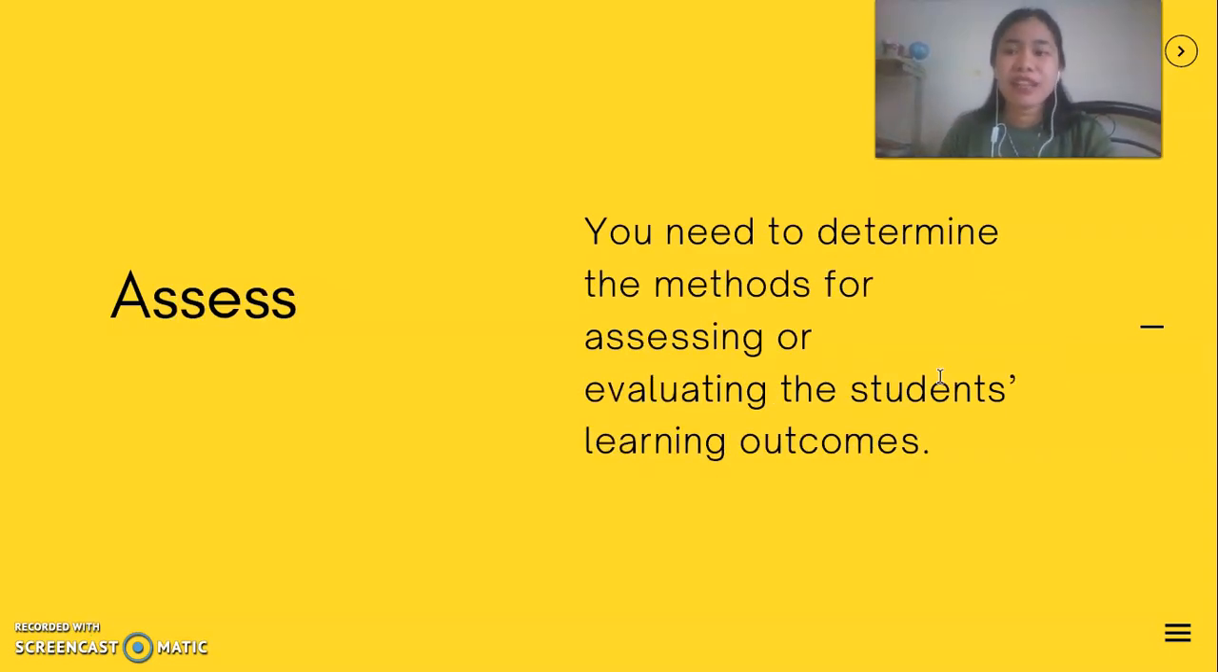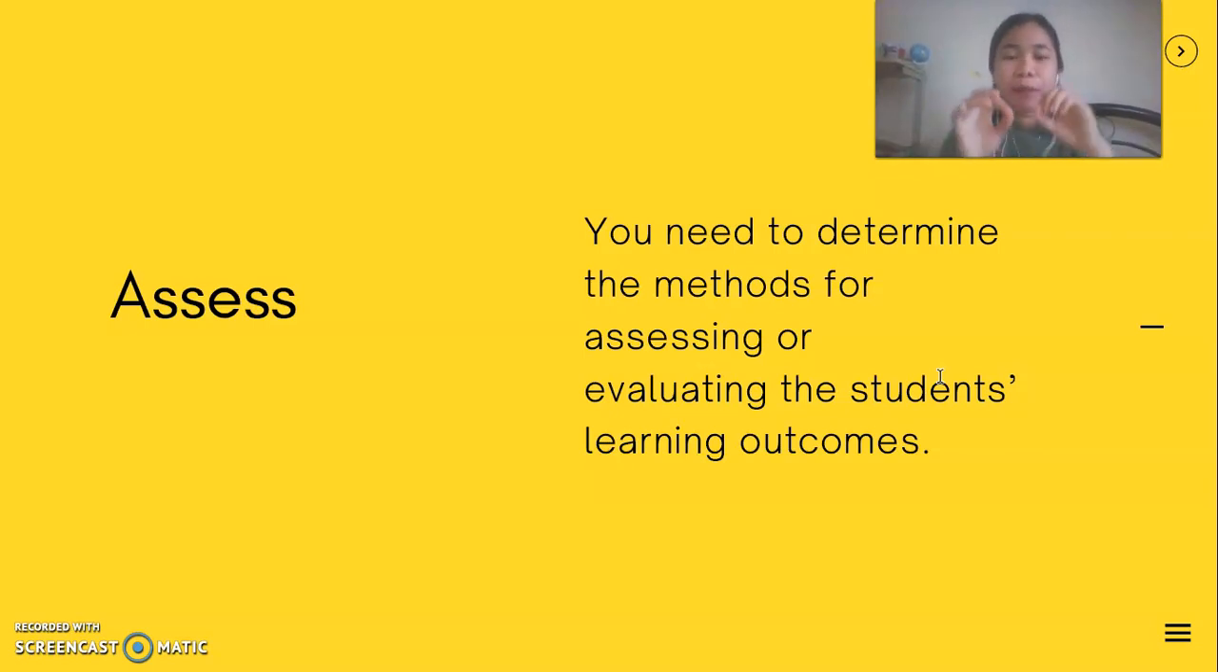And the fifth A, the last A for designing your teaching and learning environment, is you need to assess. As teachers, we need to determine the methods for assessing or evaluating the students' learning outcomes. Okay, so why do we need to assess? Because that is one way of ensuring that we have really achieved our objectives, the objectives that we have written in our lesson plan.